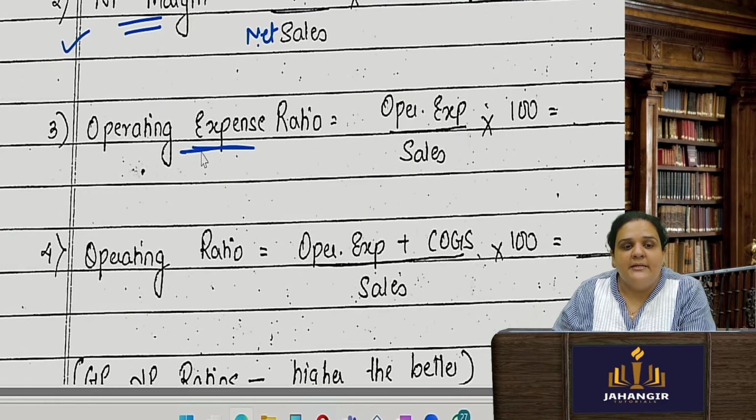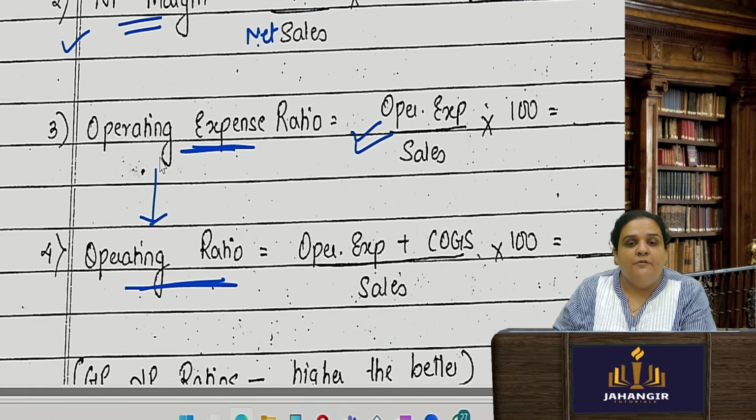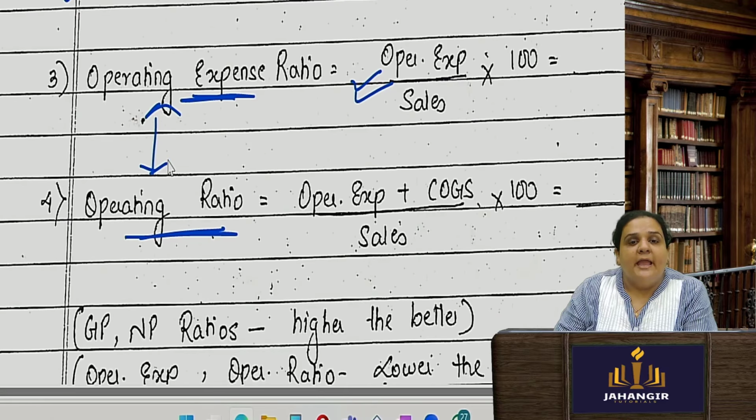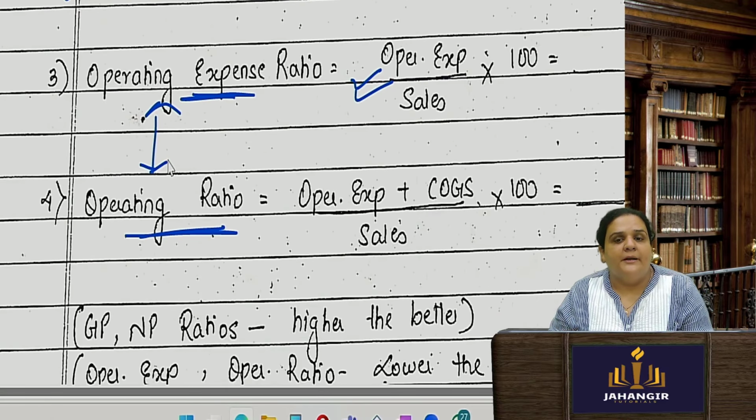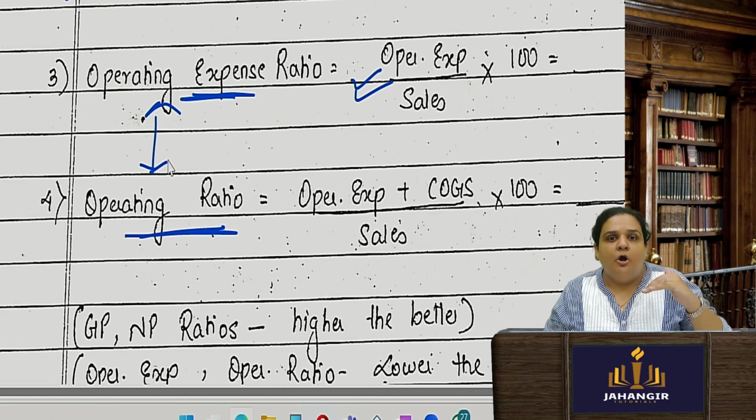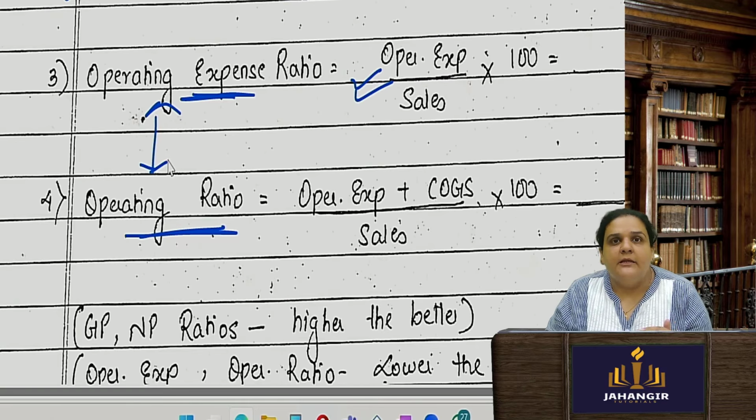That is the operating expense ratio. Then you have the operating ratio. The difference between the two is that operating expenses talk about all those operating expenses which have gone into your P&L. They are not a part of your trading and COGS.